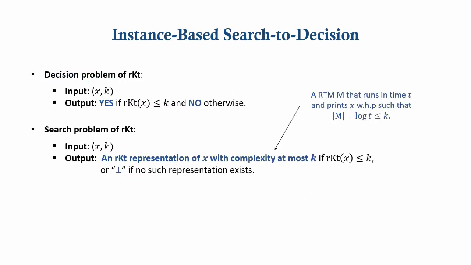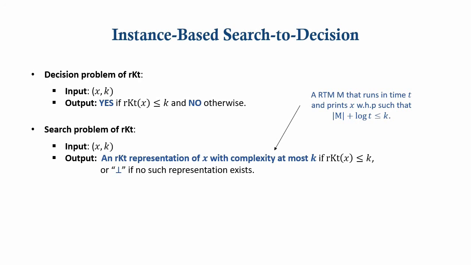We consider the following decision problem of rKt. So given a string X and a number K, we are asked whether the rKt complexity of X is at most K. And for the search problem, given a string X and a number K, we need to output an rKt representation of X with complexity at most K, if the rKt complexity of X is at most K. And we also need to be able to tell if no such representation exists.